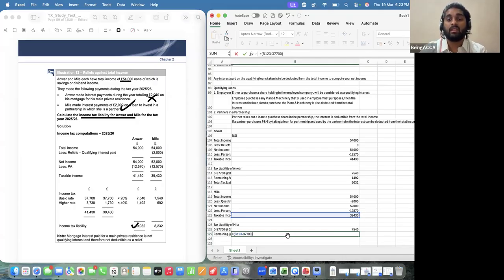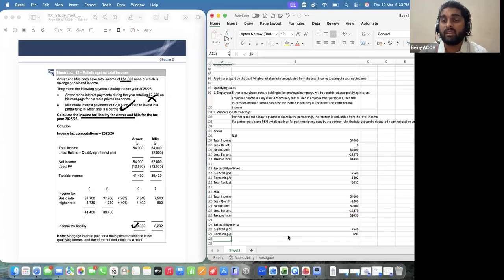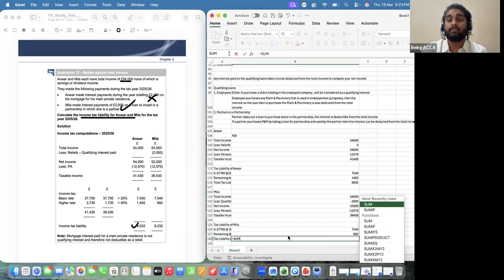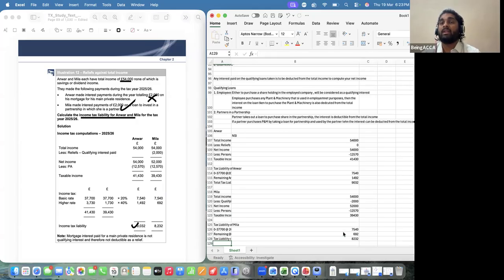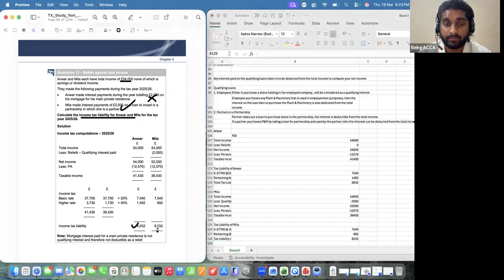37,700, which should be multiplied by 40%, which would give us 692. Therefore, the tax liability of Mila would be the sum of these both, a total of 8232. And that is how we calculate it. As you can see, it is the same answer here.